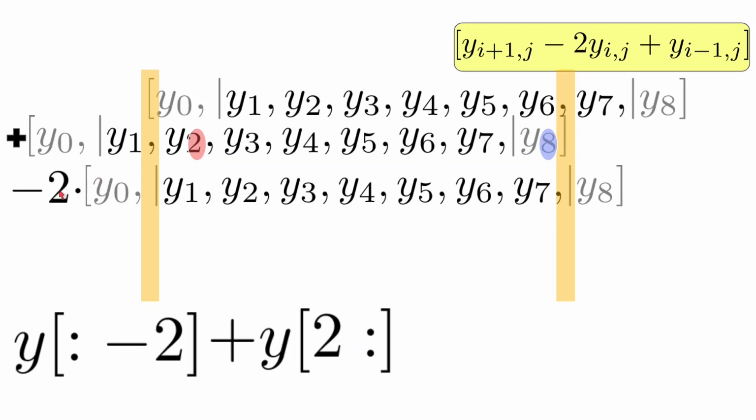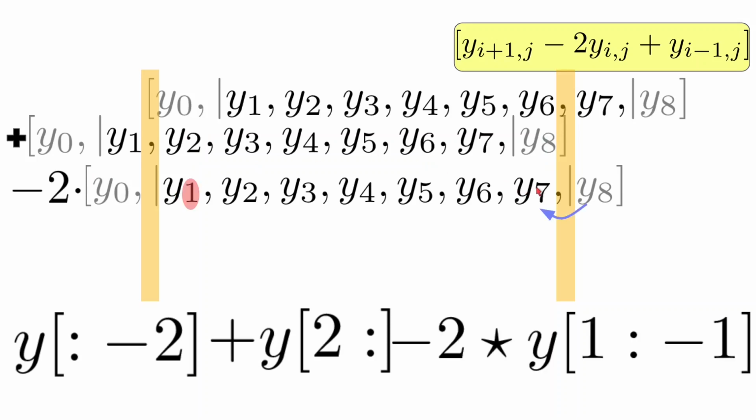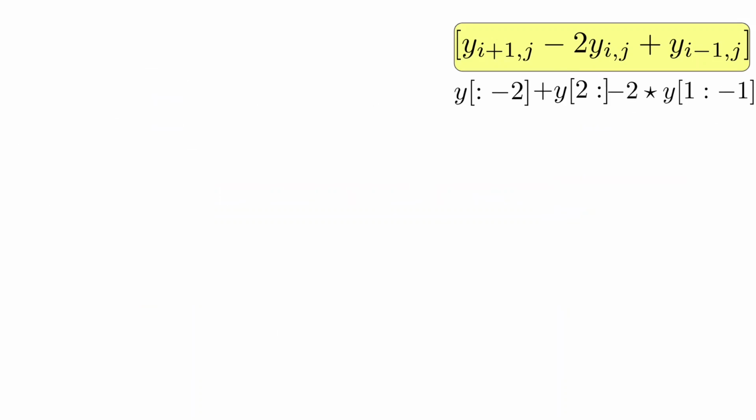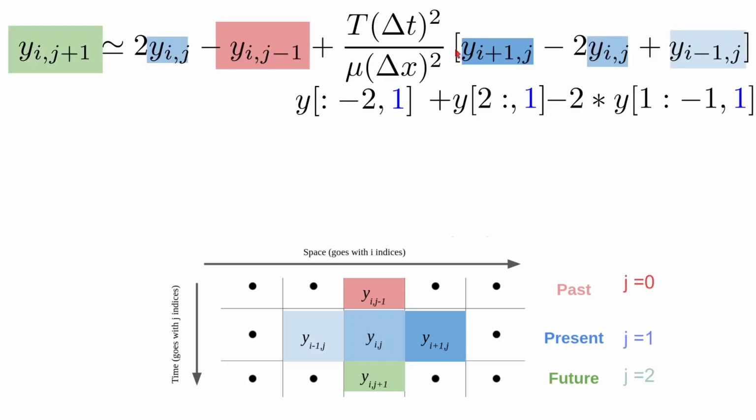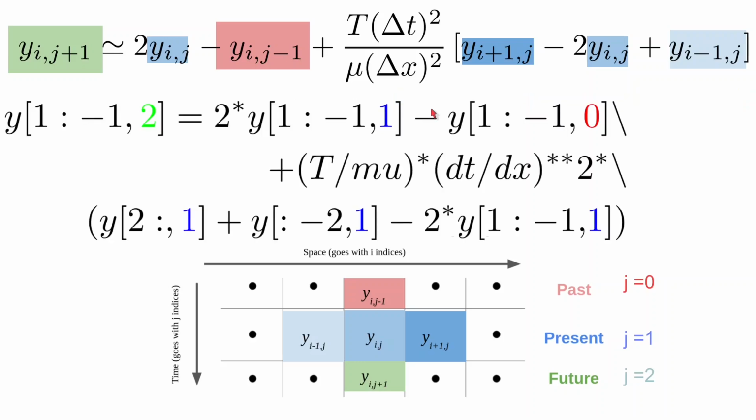Similarly, in our third case, we're taking 2 times the array and going from 1 to 1 short of the end. So that is 2 star y of 1 colon minus 1. So this expression is exactly what we want, but notice, to simplify things, I left out the j indices, which represent time. Here we have just the spatial terms, but we can bring back in our past index, comma 1, for my second index in the array. Applying that pattern to all of the terms, this is what it looks like.